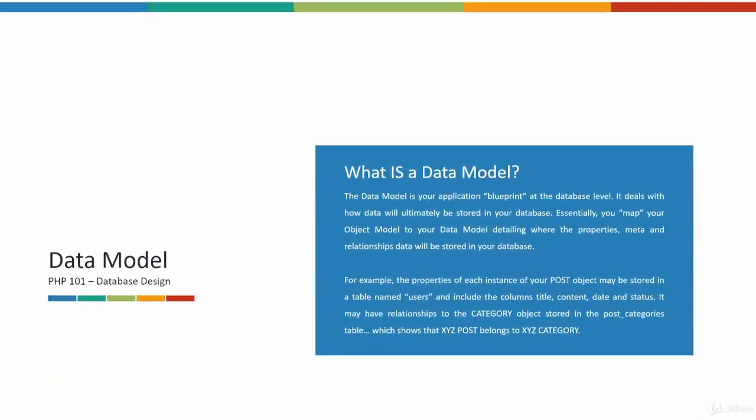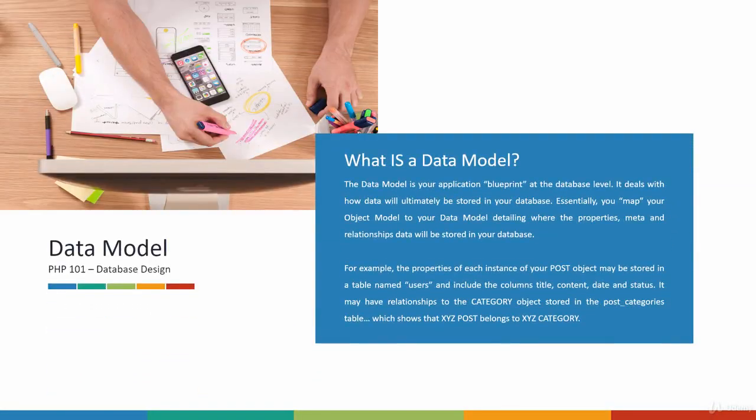All right. So now, once you have that, then you want to map essentially your object model into your data model. So what is a data model? Well, the data model is your application blueprint at the database level. So it deals with how the data will ultimately be stored in your database. So if the object model is kind of a map of your application, of, hey, this is the blueprint of what it's going to look like, your data model is really a map of your database and where ultimately that data that you're going to have to collect based on your object model is going to be stored.